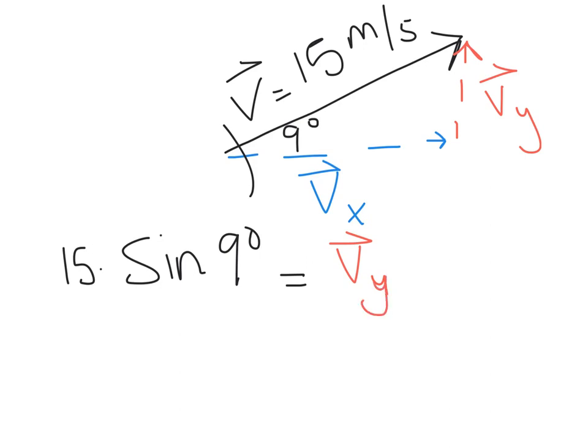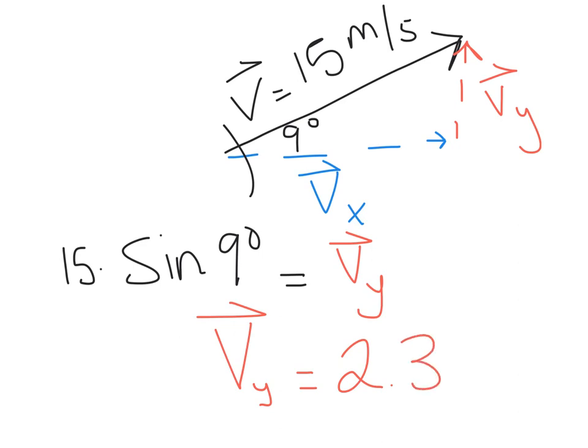My velocity in the y direction should be equal to 15 sine of 9 degrees. So, making sure that I'm in degree mode, I'll plug this into my calculator: 15 sine 9 degrees. And when I do, I should get a value that looks a little bit like this. My velocity in the y direction, remember it is a vector, so don't forget our notation, should be 2.35 if I round to 3 significant figures, meters per second.